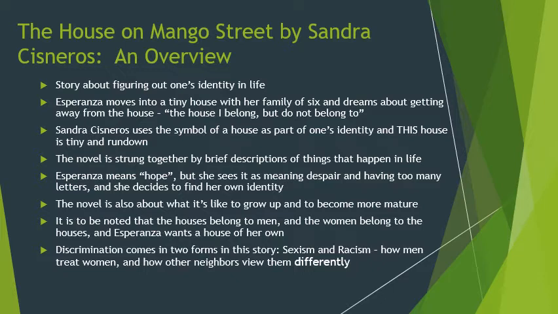Okay. So discrimination comes in two forms in this story: sexism, because it's a male-oriented society that she lives in. Obviously, she's a woman, a female girl, and then how men treat women, and then how other neighbors view them differently.